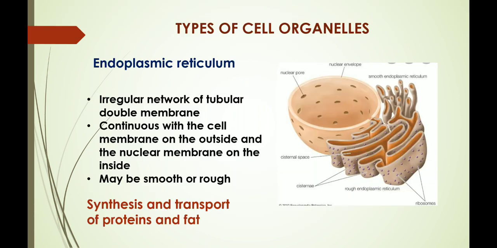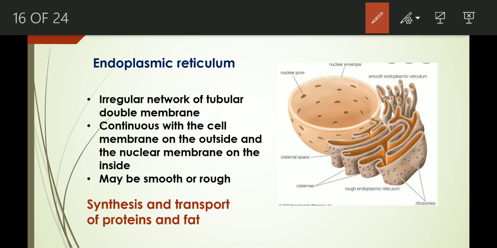Now, the first type of cell organelle is endoplasmic reticulum. Endoplasmic reticulum is an irregular network of tubular double membrane. If you look at the structure, you can see this is the endoplasmic reticulum. It is irregular shaped and networks are present, and they are tubular. That means they are like tubes and two membranes are present. They are double membranous.